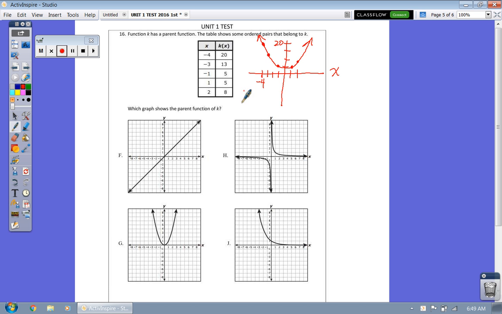So which one of these graphs matches up to its mama? Here's your parent function, G. It's a quadratic. You can also see, look in the Y right here. See how the data is going down, and then in the Y it hits 5 and then it starts to come back up? See how the data is coming down and then it starts to come back up? So you can visually see that in the graph as well.